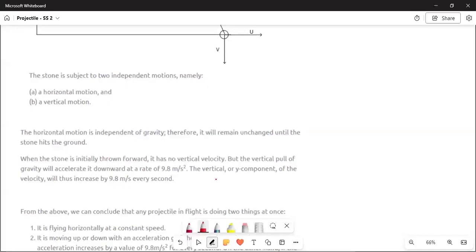So when the stone is initially thrown forward, it has no vertical velocity. But the vertical pull of gravity accelerates it downward at a rate of 9.8 meters per second squared. The vertical, or y, component of the velocity will thus increase by 9.8 meters per second for every 1 second. It is the force of gravity that brought about this vertical component of the velocity.